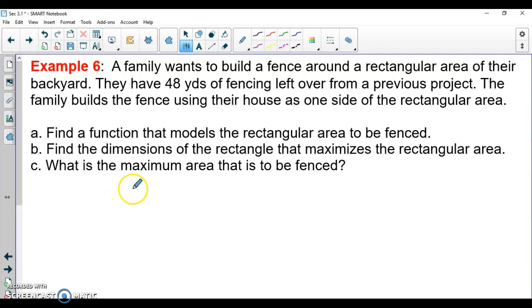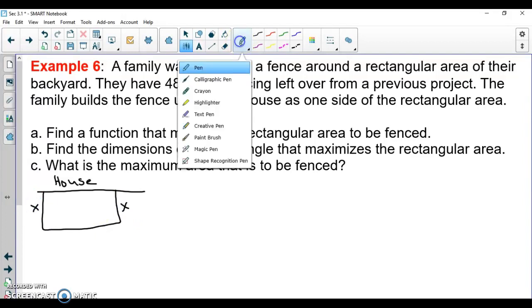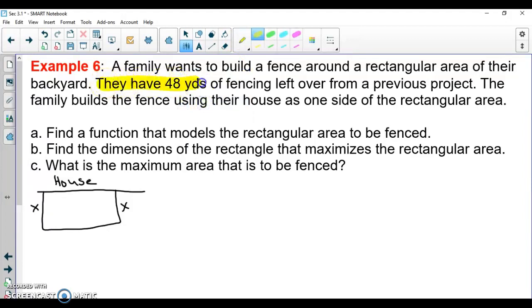So first I'm going to draw a little image. Let's say that this is the house and this is the rectangular area that we have. So we don't know the exact size of these. However, we were told that they have 48 yards of fencing left over from their previous project. So that just simply means I have 48 minus whatever's left over from these two sides, which is 2x.